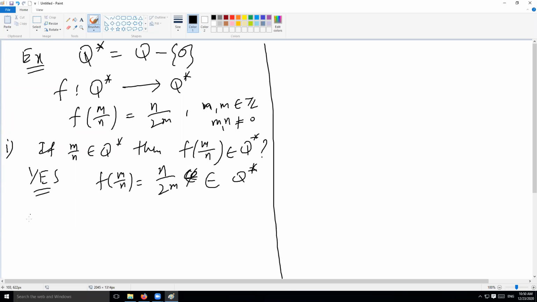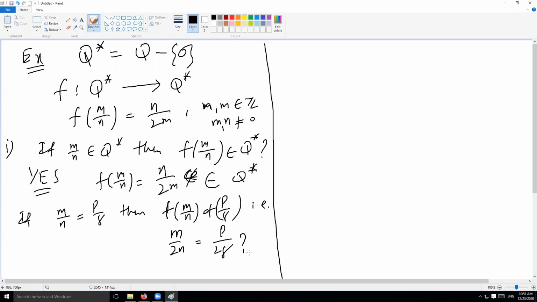What is the second condition that you have to verify? The second condition is that if M upon N is equal to P upon Q, then is it the case that F of M upon N equals F of P upon Q? That is, is it the case that N upon 2M is equal to Q upon 2P? In other words, if M upon N is equal to P upon Q, is it true? The answer is yes.